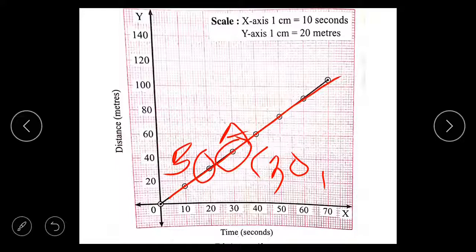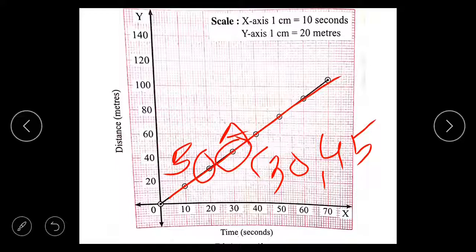Let me check first. 30, 45, yes, it is 45. And for this second point, that is B point, similarly we will find the x and y coordinates, that is 20 and 30. So these are the coordinates, x coordinate, y coordinate we have. Now what is the formula of slope? Slope is equal to y2 minus y1 upon x2 minus x1.